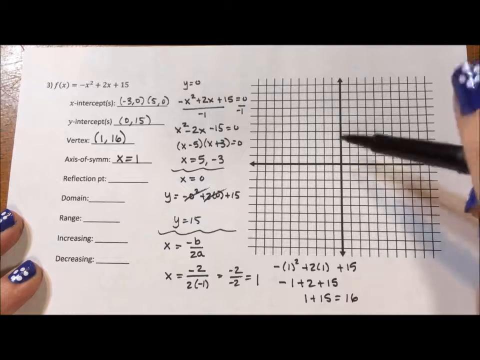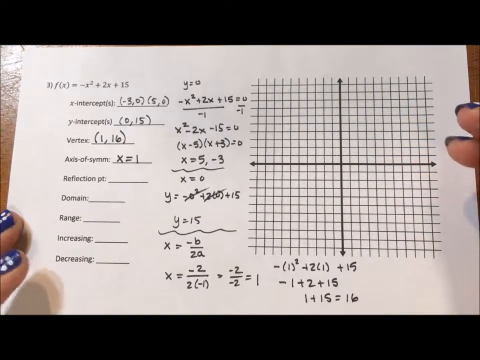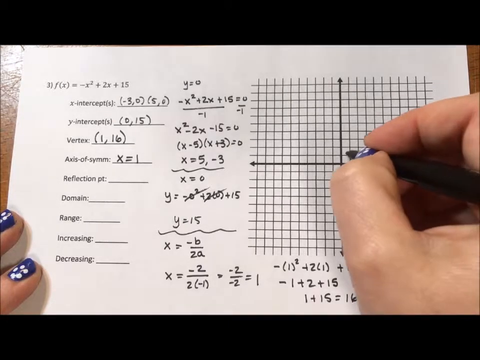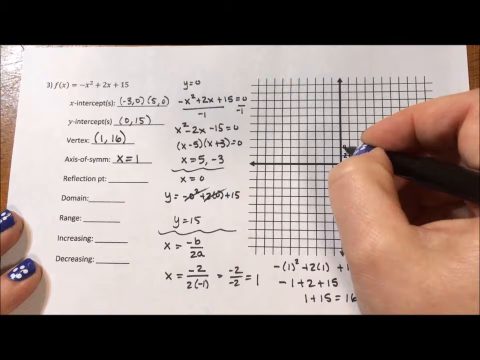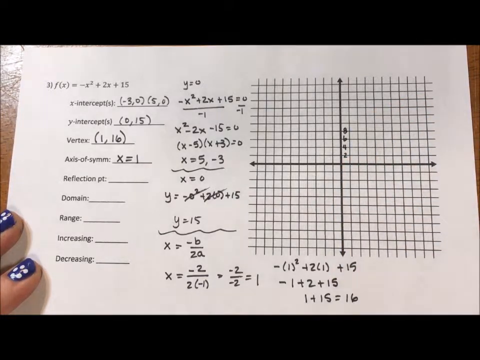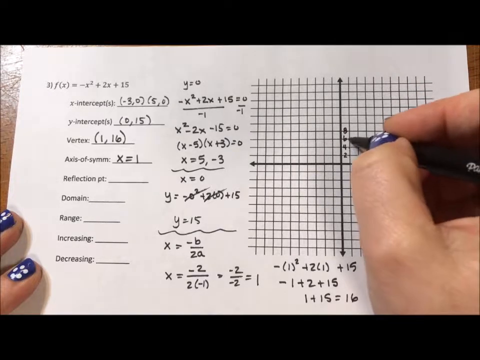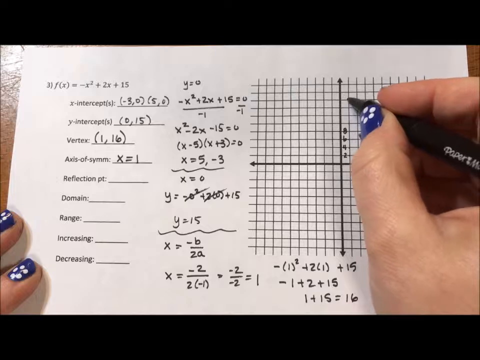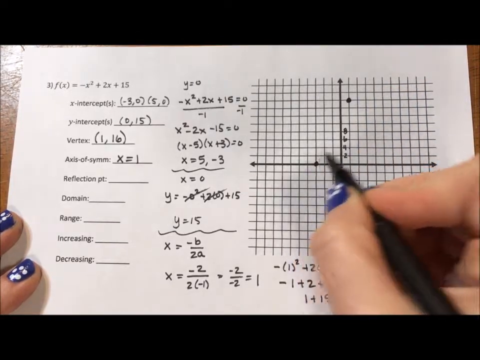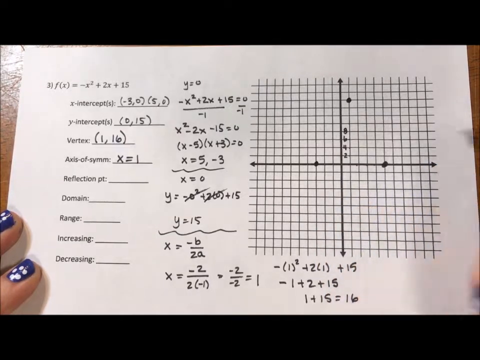Now, my graph, 1, 2, 3, 4, 5, 6, 7, 8, 9, 10, is not going to easily go up to 16. So I'm going to make my scale 2. So this is 2, and this is 4, and this is 6, and this is 8. I'm not going to change my x scale. I don't need to. So 1, 16, 2, 4, 6, 8, 10, 12, 14, 16. Then -3, 0, and 5, 0.